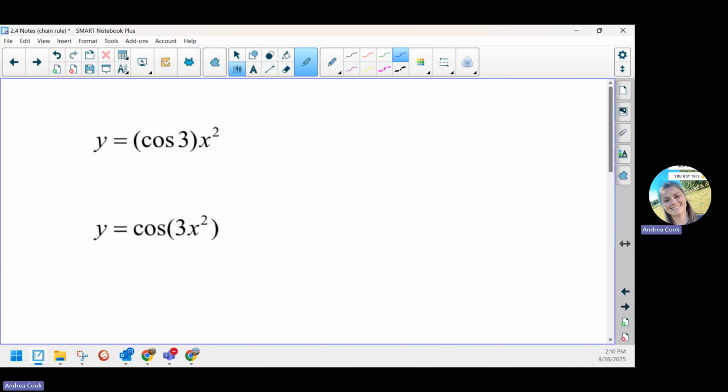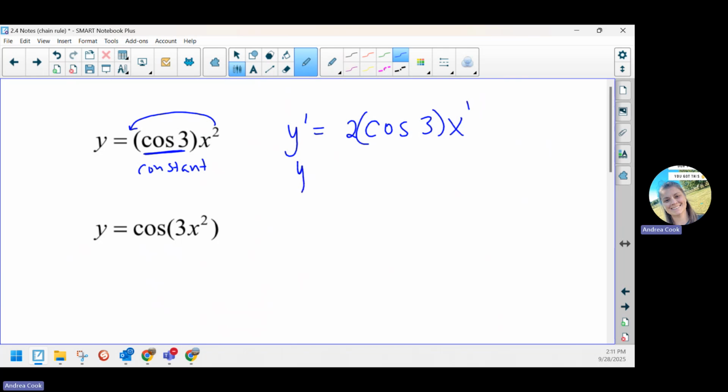Okay, here the parentheses are in a different spot. So this is actually a constant times a function. So this derivative is just going to be bring this 2 down. So 2 cosine 3 and subtract 1 from the power. So that would just be your derivative. 2 cosine 3 times x.